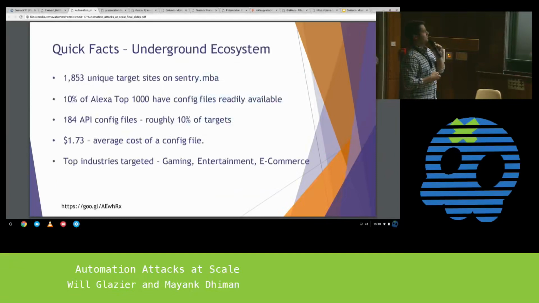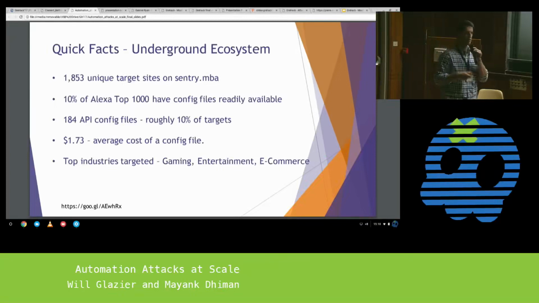When we talk about monetizing, we did a threat report on the most popular underground forum for this tool, and we found some interesting observations. First of which is that there's a lot of targets, over 1,800 on just this one site. 10% of the Alexa top 1,000 have config files that are readily available, and they are not expensive. Only $1.73 was the average cost of a config file.